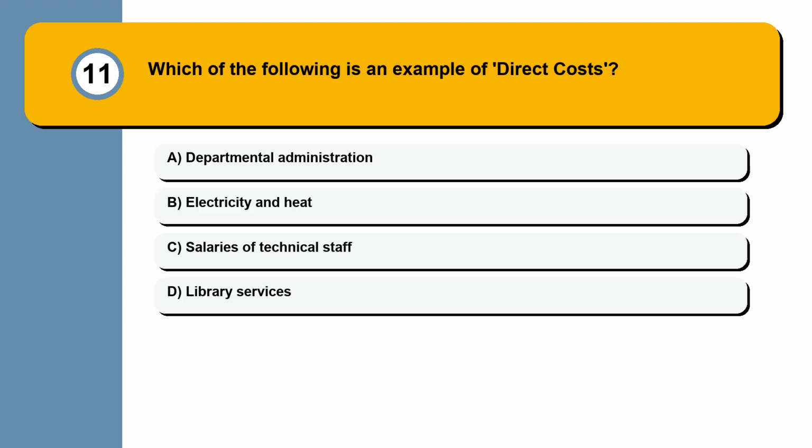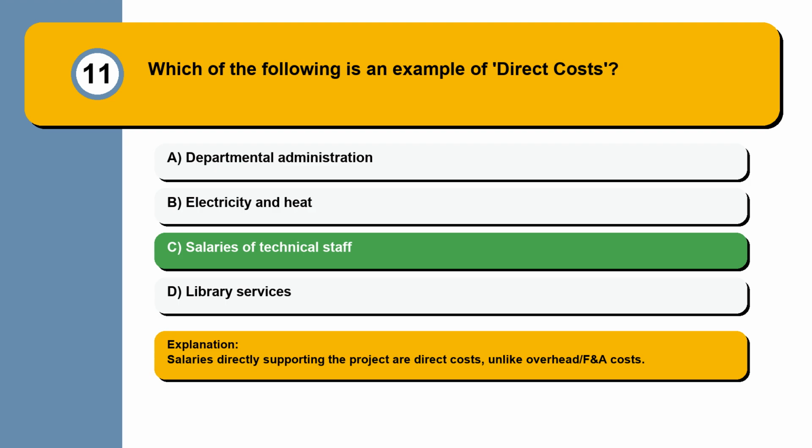Question 11. Which of the following is an example of direct costs? Departmental administration, electricity and heat, salaries of technical staff, library services. Salaries directly supporting the project are direct costs, unlike overhead/F&A costs.